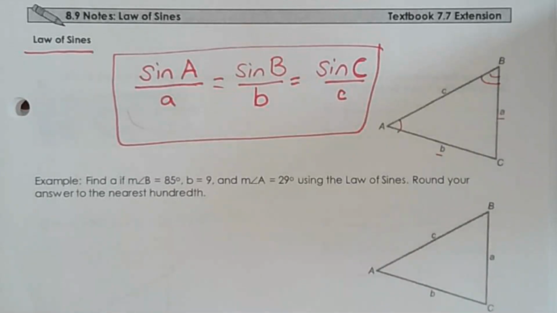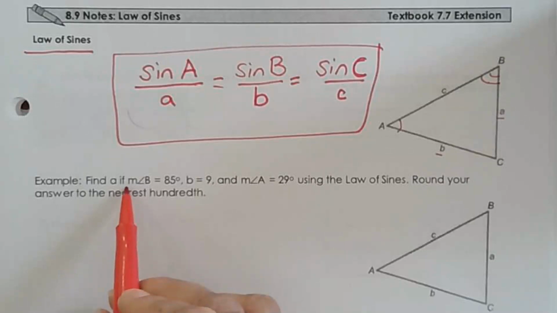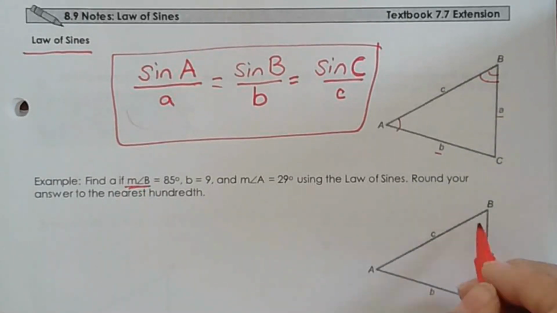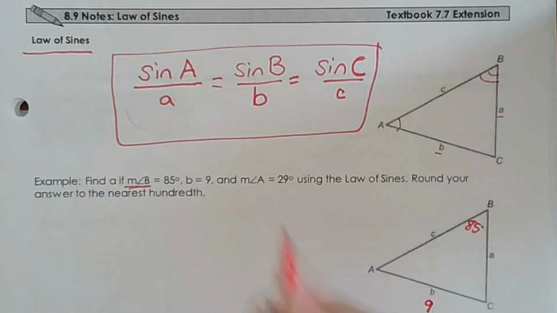The main idea here though is that we're either looking for an angle measure or a side length. You can't be looking for both at the same time. So when I look at this, I have a capital B for the angle measure, which is 85 degrees. The lowercase b across from it is 9. Then we have capital A, this angle is 29 degrees. And it tells us to use law of sines.